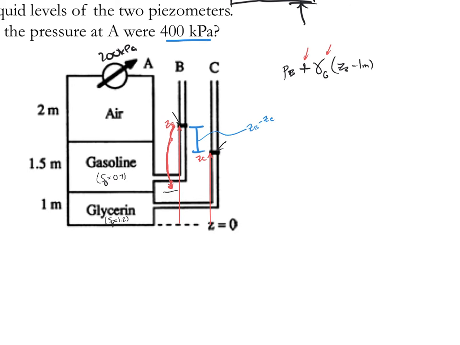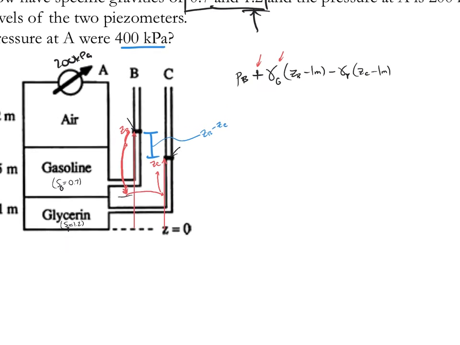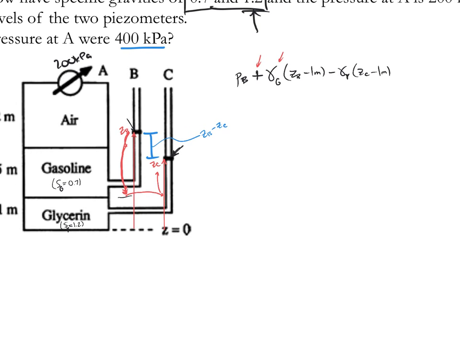So now I'm in glycerin. Now I'm going to go from here to here, and I'm going lateral in a fluid, so it doesn't matter. Now I'm going to go back up, so I'm going to give that a minus sign, gamma of the glycerin, a Y right there. And how far up did we go? Well, in this case, it looks like we went up ZC, but I didn't start at 0. I started at 1, so we're going to go minus 1 meters. That gets me to this point right here, which has a pressure of C.